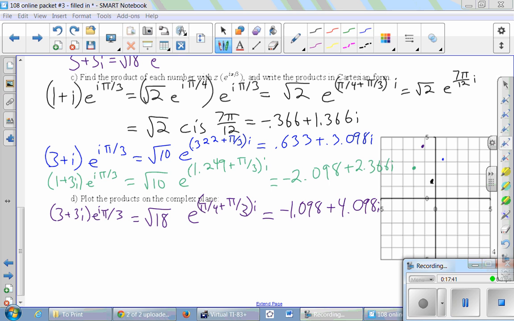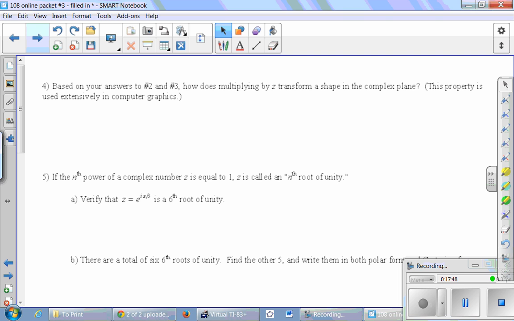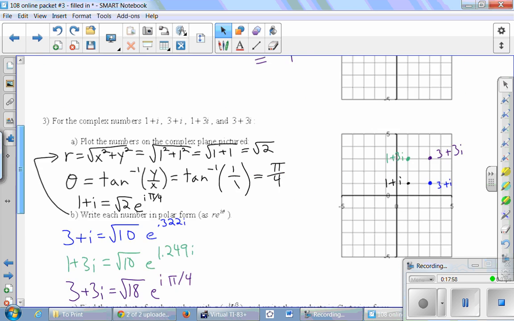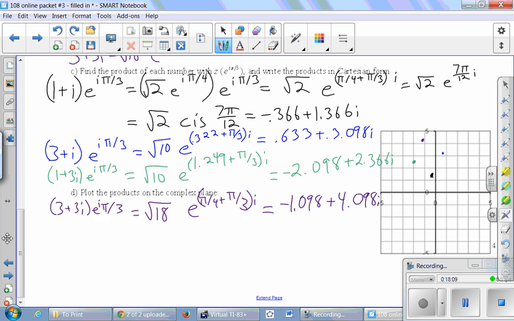And well, it still kind of looks like a square actually, but it's been rotated. I think the next question is going to ask us to make that assessment. Based on your answers to 2 and 3, how does multiplying by z transform a shape in the complex plane? This property is used extensively in computer graphics. All right, so let's go back. So here were our original points right there. So it used to be that the black point was right here, and the black point has now moved over to here.